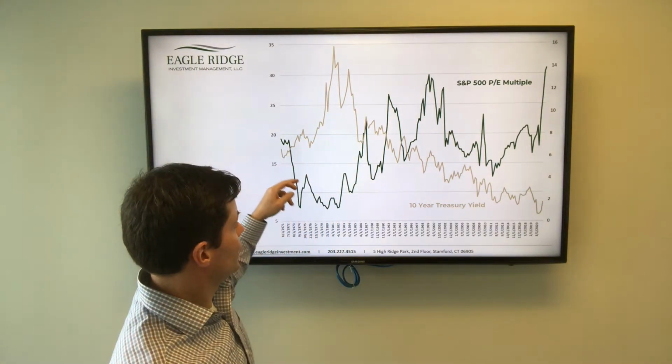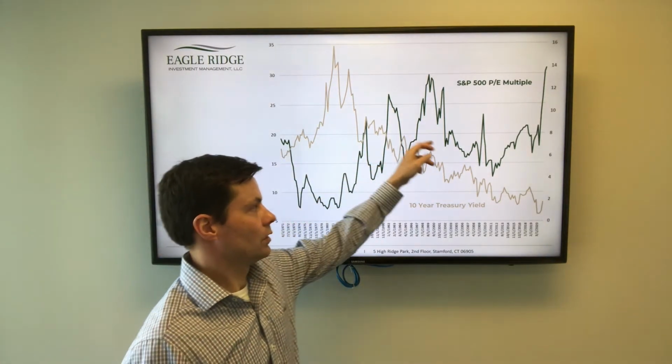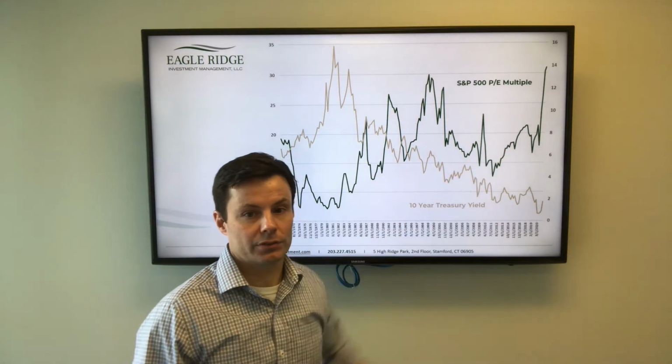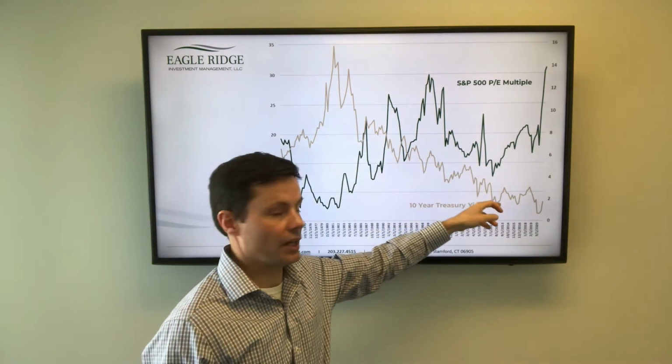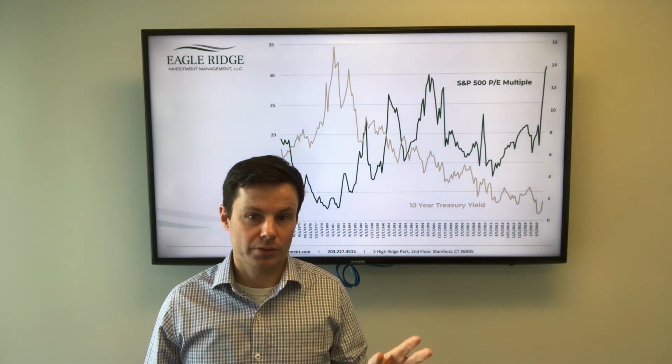Let's take a look. The green line is the PE multiple over the last 50 years. We are using the S&P 500 to represent the stock market. This valuation metric represents the price investors are willing to pay per dollar of corporate earnings. The tan line is the 10-year Treasury yield over the same time period. This represents how much money investors are paid for holding a 10-year Treasury.